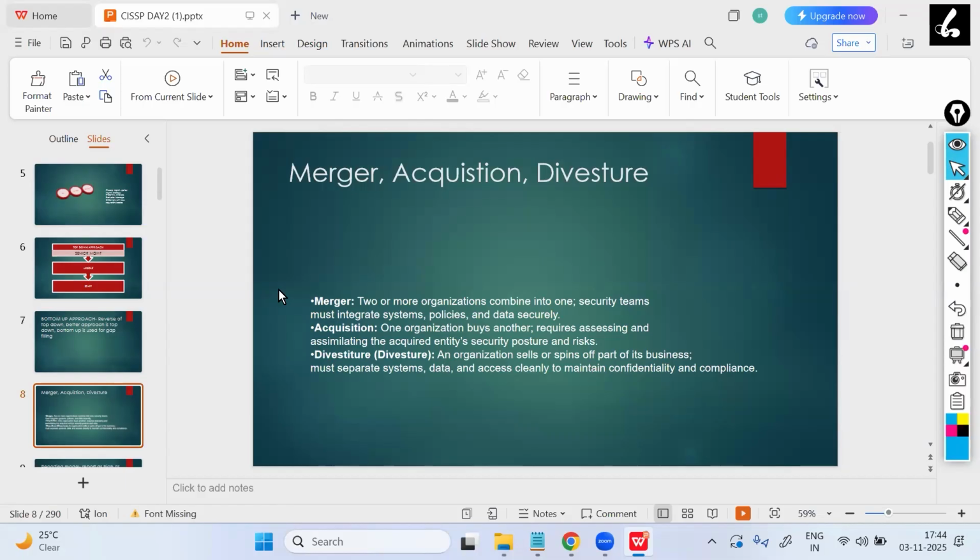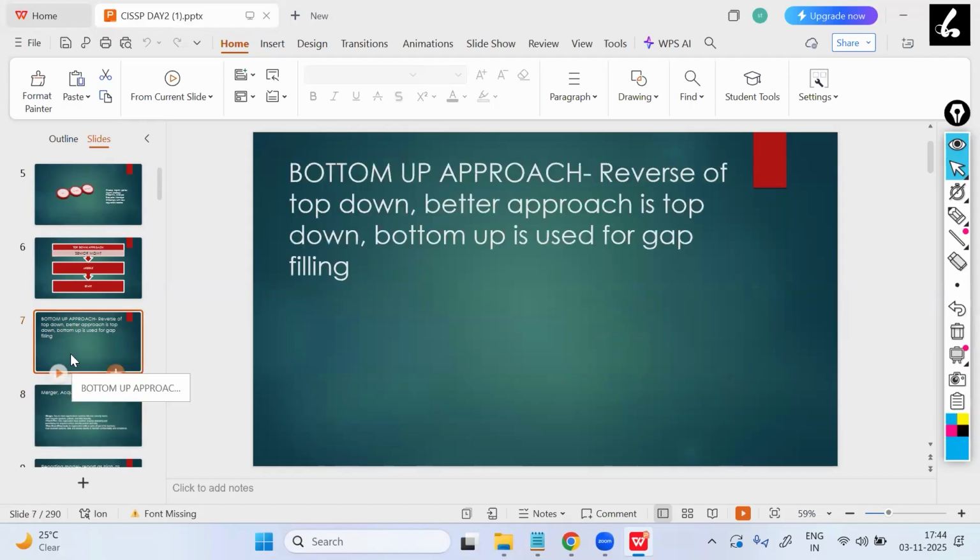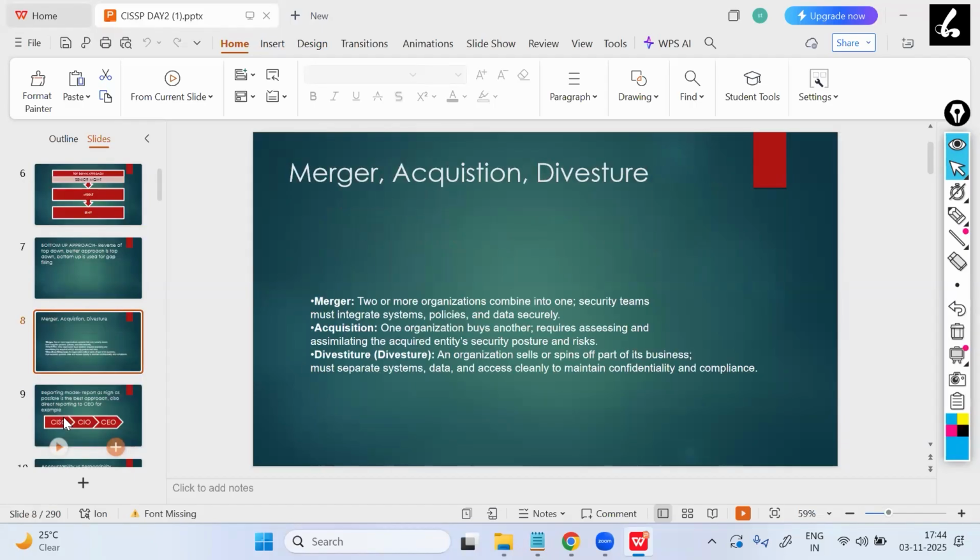So in all these three situations, whenever they happen, as a CISO, what is your role and responsibility and what you need to do, we have to suggest on that. So that is why we need to know these terms: merger, acquisition, and divestiture. We have to do that in all the cases.